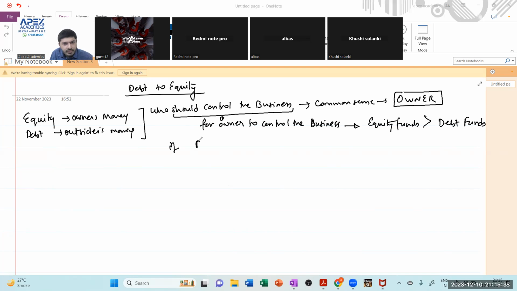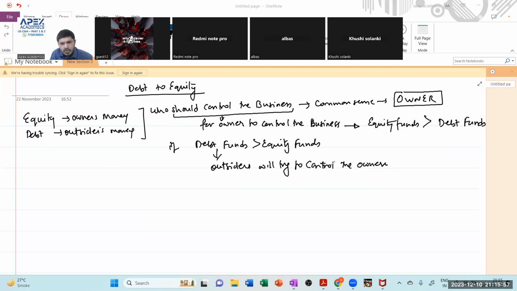If debt funds are greater than your equity funds, what will happen? Outsiders will try to control the owners. Agreed or disagreed? Agreed. Common sense, right?